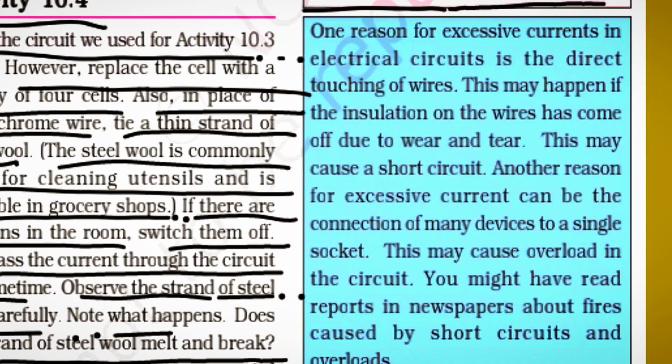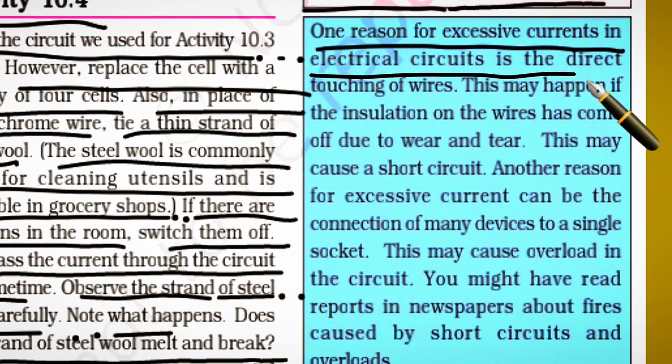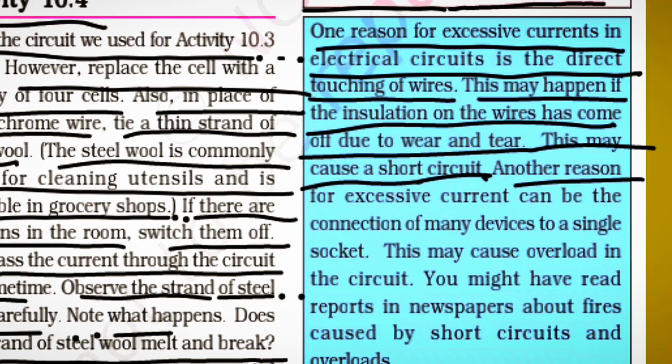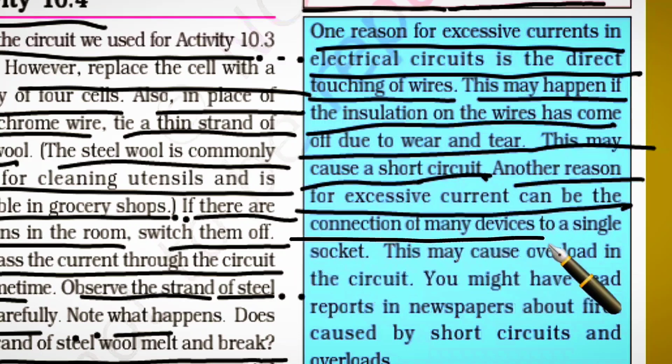One reason for excessive current in an electric circuit is the direct touching of wires. This may happen if the insulation of the wire has come off due to wear and tear. This may cause a short circuit. Another reason for excessive current can be connection of many devices to a single socket. This may cause overloading in the circuit.